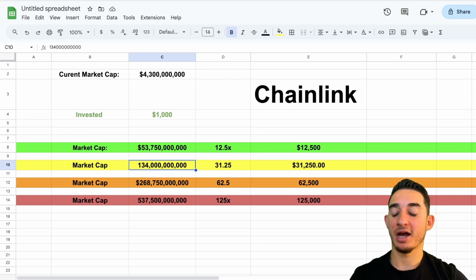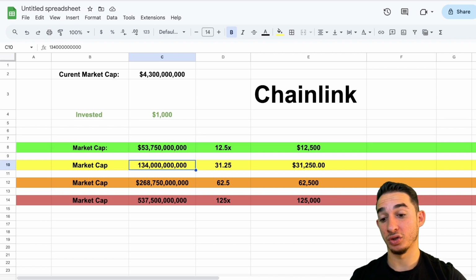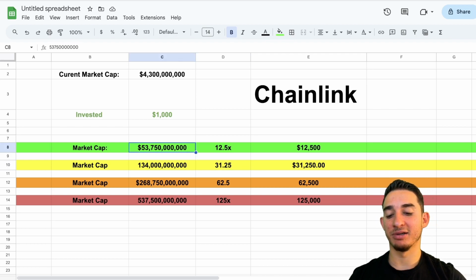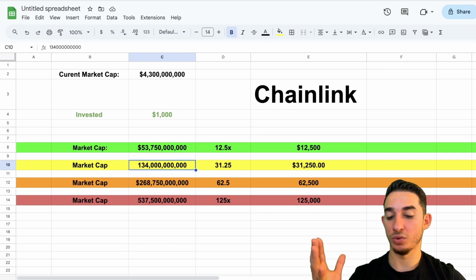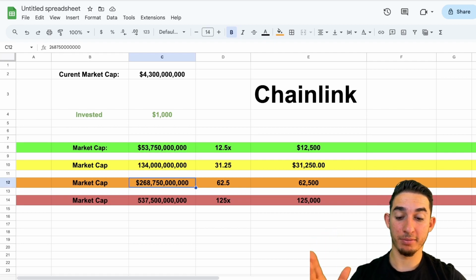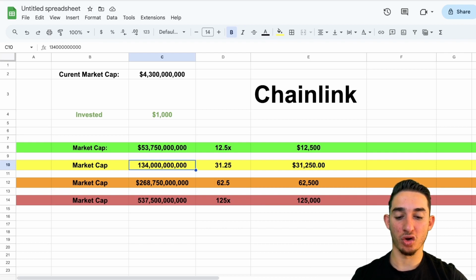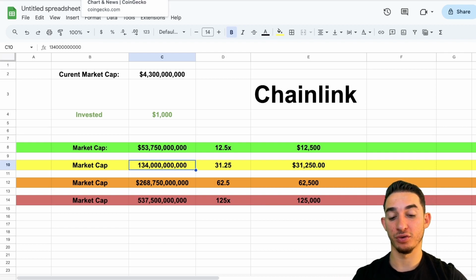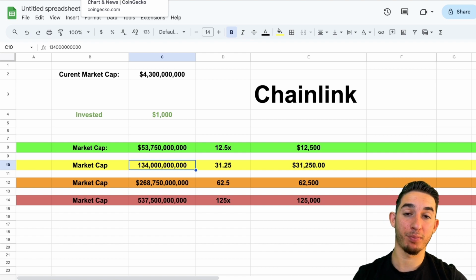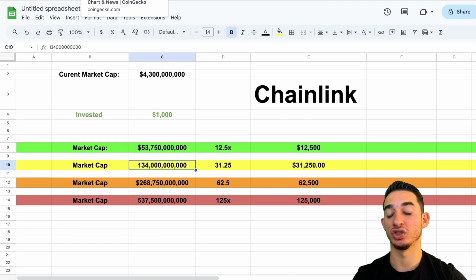Market cap of Chainlink, the next level would be 134 billion. Of course, guys, going from highly likely to medium to not probable to not possible. 31x would be $134 billion. Okay, now that would be a return of 31x, and your portfolio value would be $31,250.